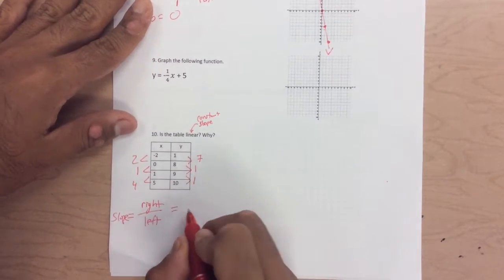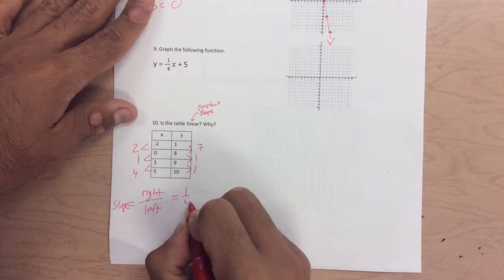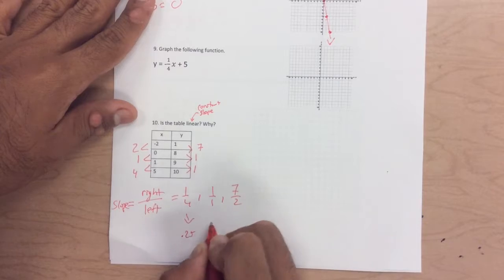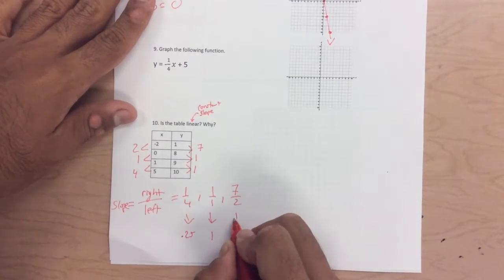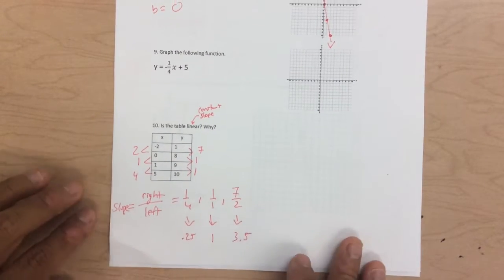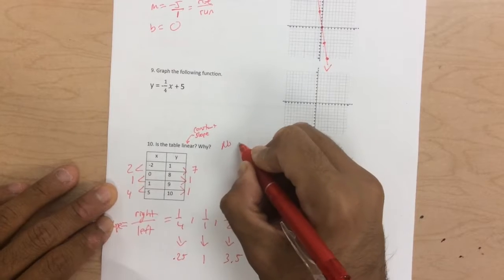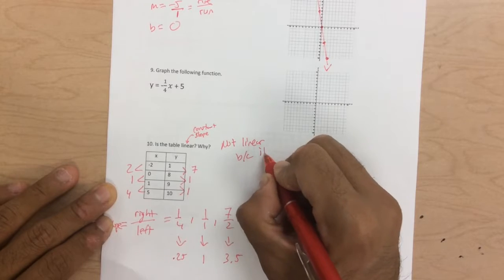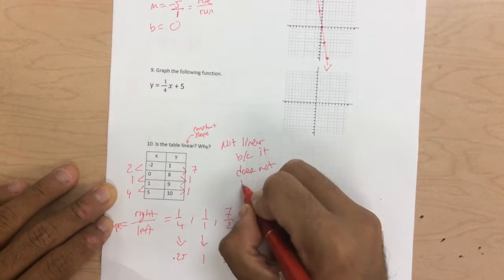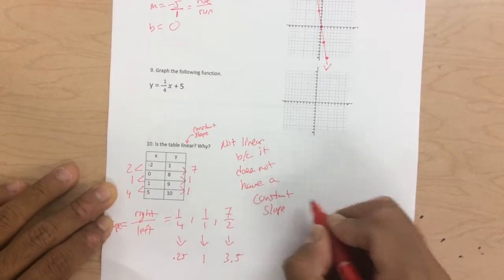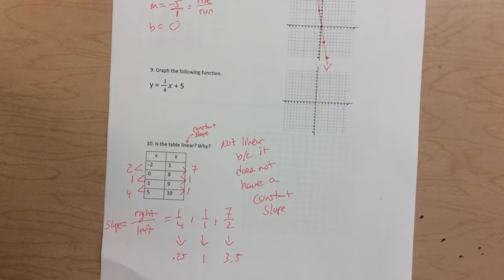Okay? So now we would do 1 over 4, 1 over 1, 7 over 2. This becomes 0.25, this becomes 1, and this becomes 3.5. Obviously, this is not the same slope, so it's not linear, because it does not have a constant slope. Or, in other words, it doesn't have the same slope. Okay?